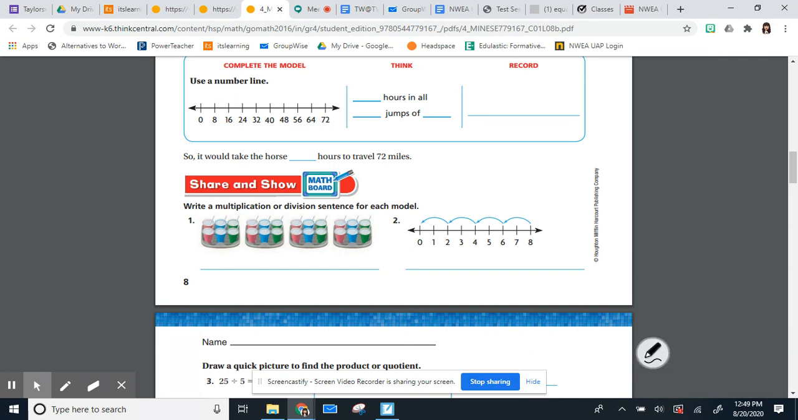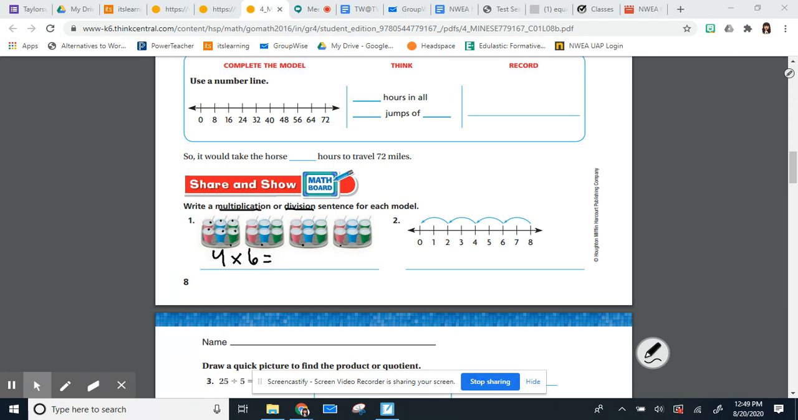So let's look at what we've got here. We are supposed to write a multiplication or division sentence for each model. So I'm going to start with multiplication. Just observing here, I've got 1, 2, 3, 4 trays and 1, 2, 3, 4, 5, 6 cups on each. So I've got 4 trays and there are 6 cups.